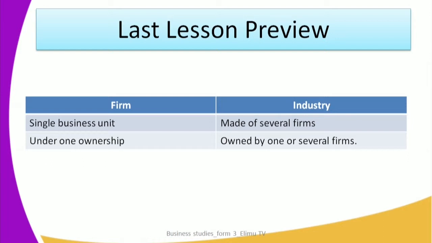I left you with two questions, one of which you're supposed to give the differences between a farm and an industry. So one of the differences, you're supposed to say that a farm is a single business unit, while an industry is made up of several farms. And the other difference you could have given was a farm is under one ownership, while an industry is owned by one or several farms.